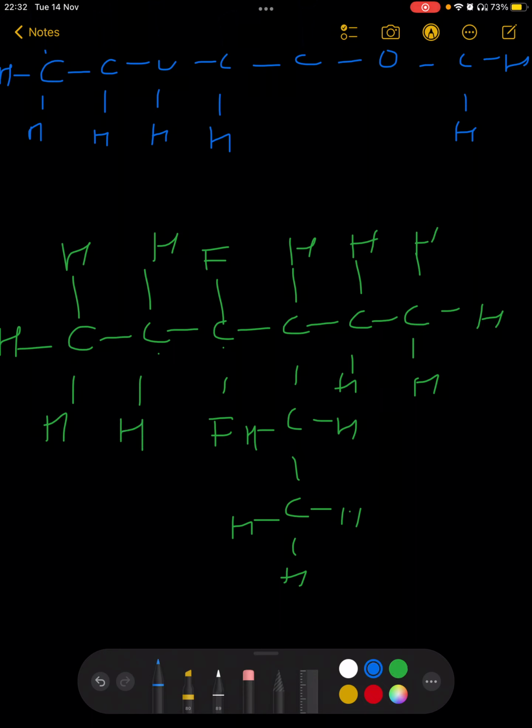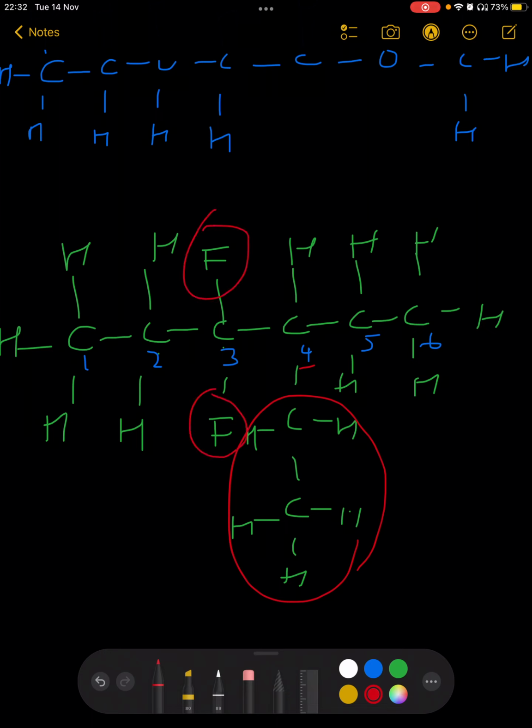Which means it's a 1, 2, 3, 3, 4, 5, and 6. So 3, or 4 ethyl, it's 4 ethyl, then 3,3 difluorohexane. Okay. Then 2.3.3.